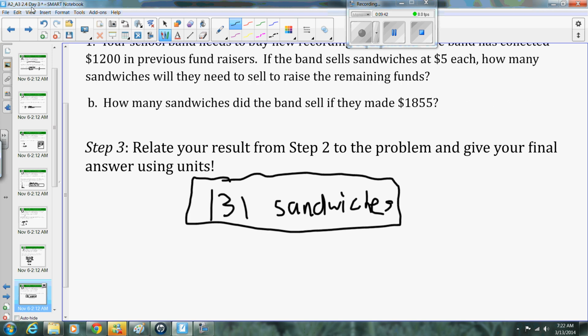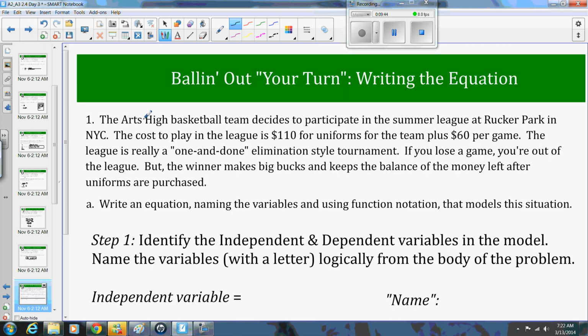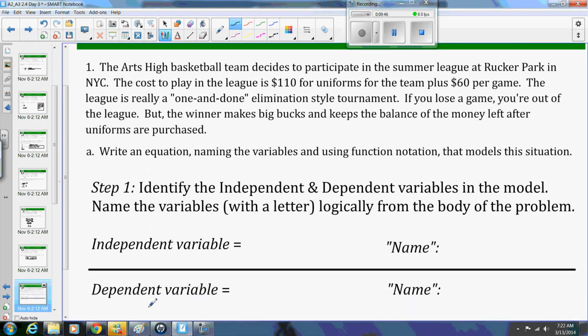Okay, so I want you to do the same thing in a your turn problem here: naming the independent and dependent variables, coming up with the function in function notation. After you've named the independent and dependent variables, remember to capitalize the dependent variable and make the independent variable lowercase. And then evaluate it as well and answer a question about it.